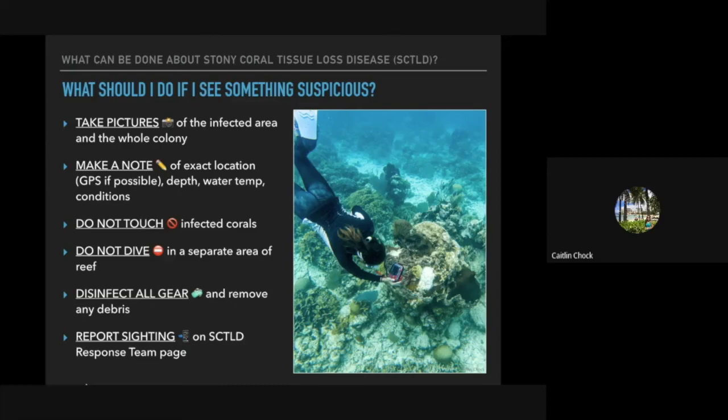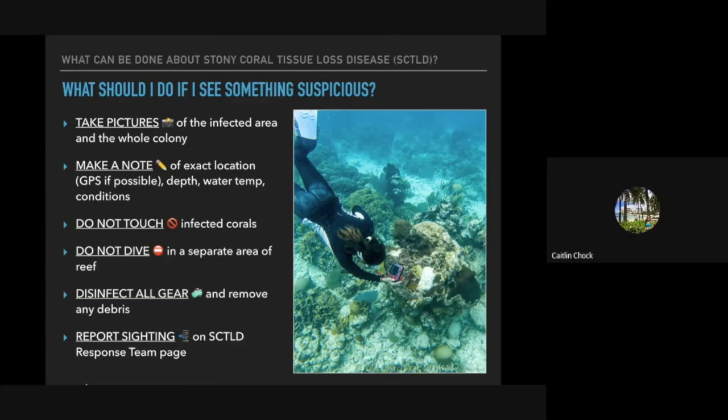the surrounding area. Make a note of the exact location, GPS points if possible, depth, water temperature conditions, and navigation aids so that we can find the coral again. I'm sure you guys are good at that. So trying to help us keep track of where exactly the corals are.